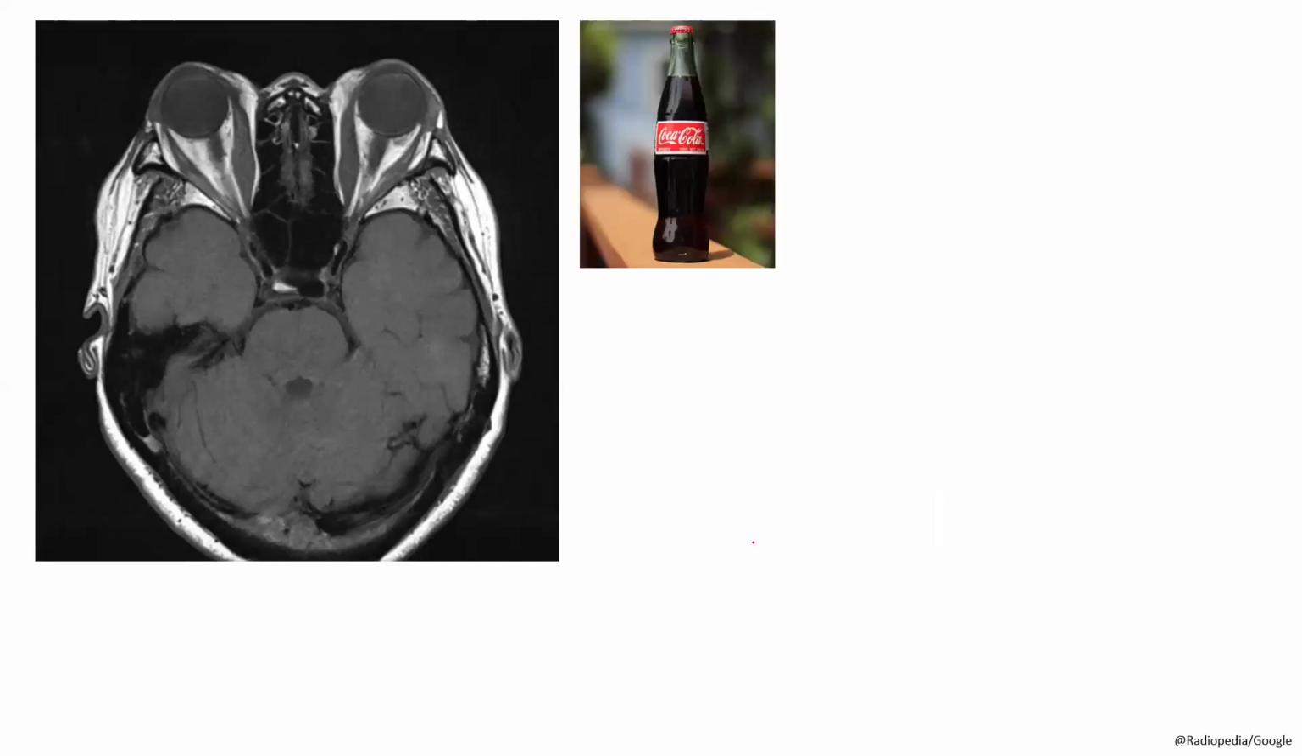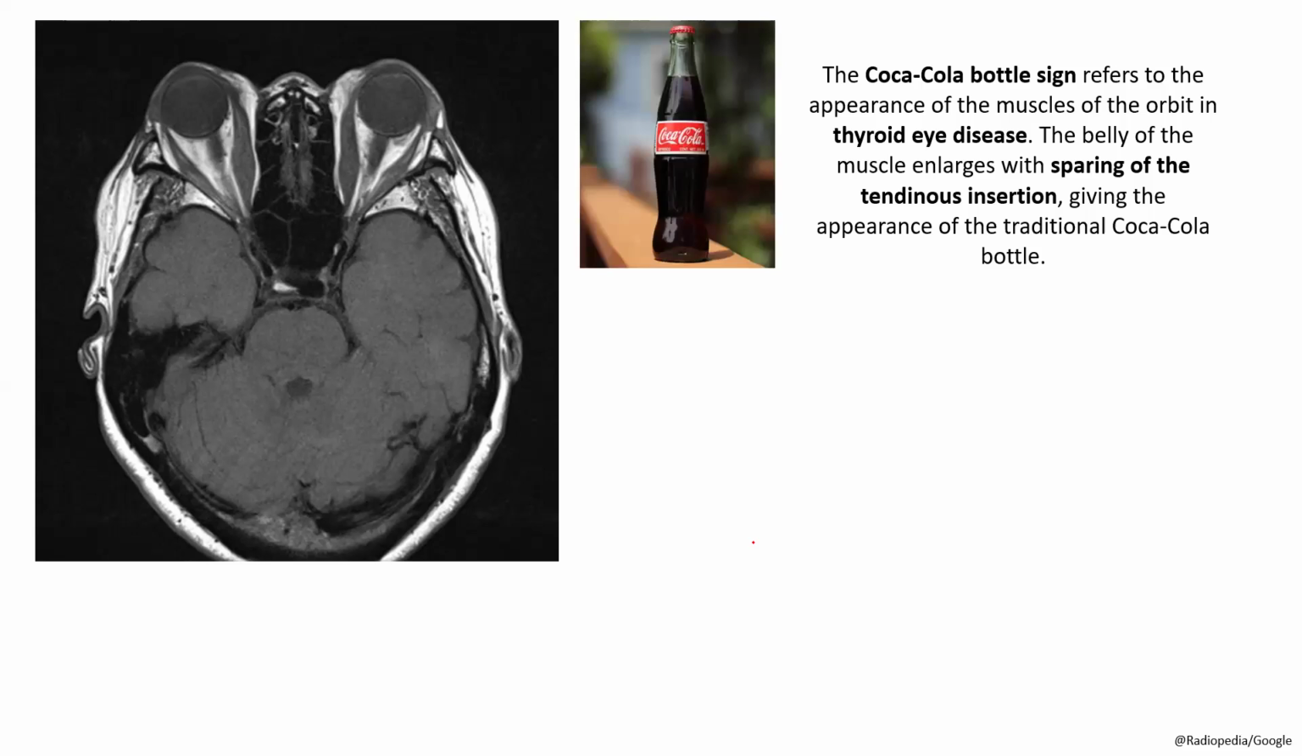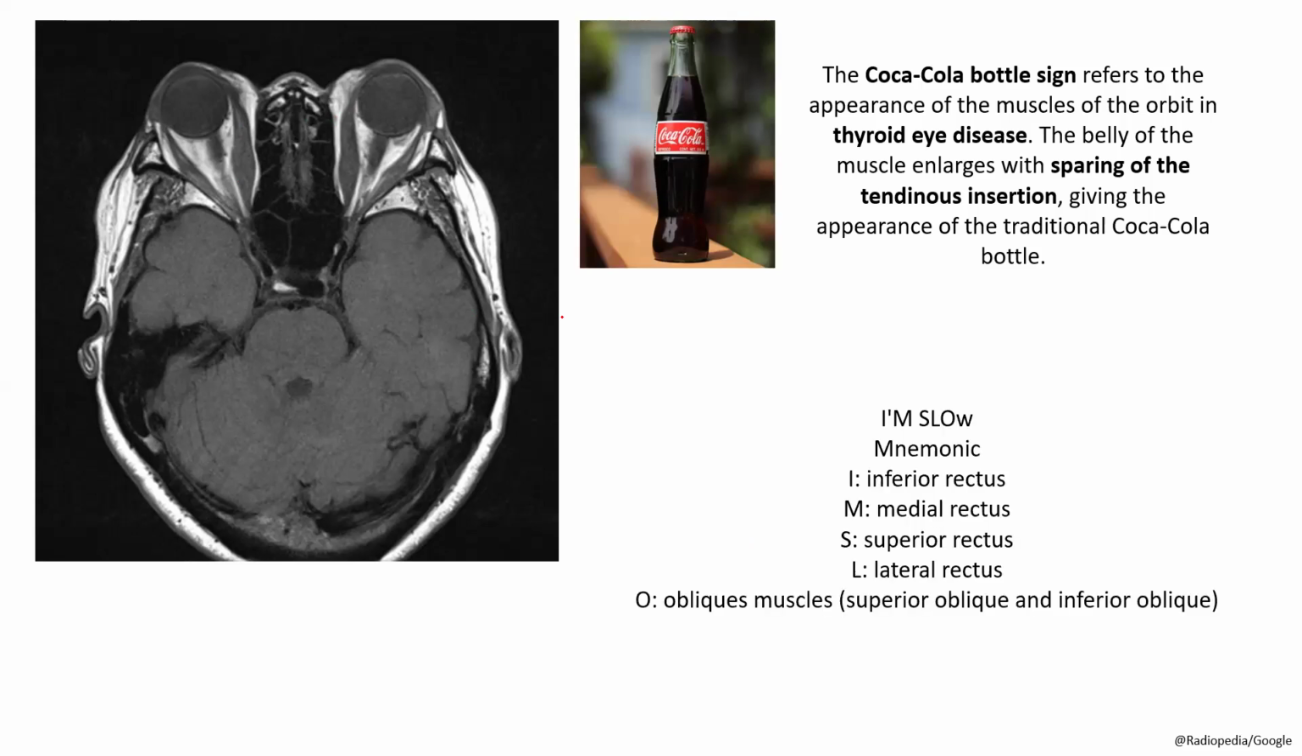What is this sign? So this is Coca-Cola bottle sign. It is seen in thyroid ophthalmopathy or eye disease, where the ocular muscles are bulky, but it is particularly sparing the tendinous insertion. And so this is characteristic of thyroid eye disease, Coca-Cola bottle sign.